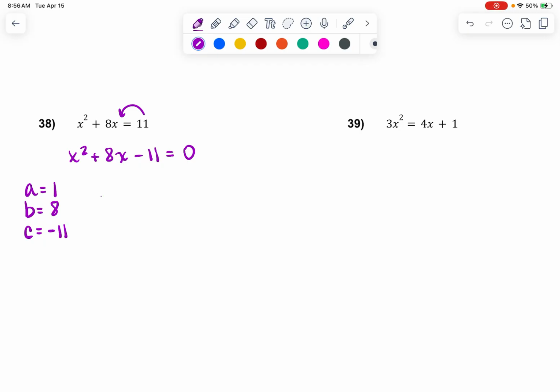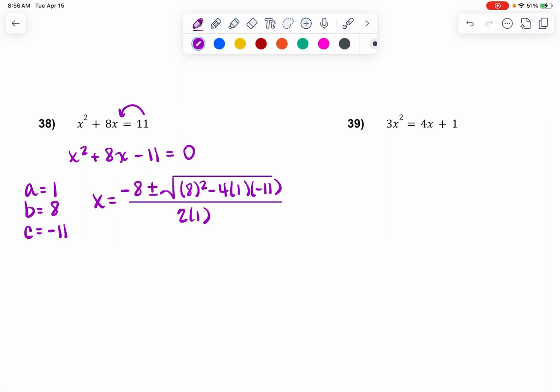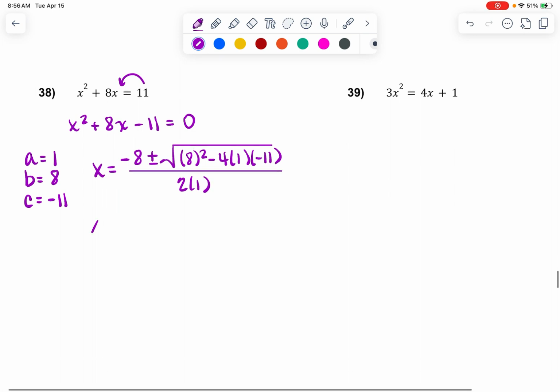Okay, so here we go. X equals negative b. Oh, finally a positive 8. All right, so when we put a positive 8 in the formula, right, it's a negative 8 plus or minus square root of b squared minus 4ac all over 2a, so 2 times 1.